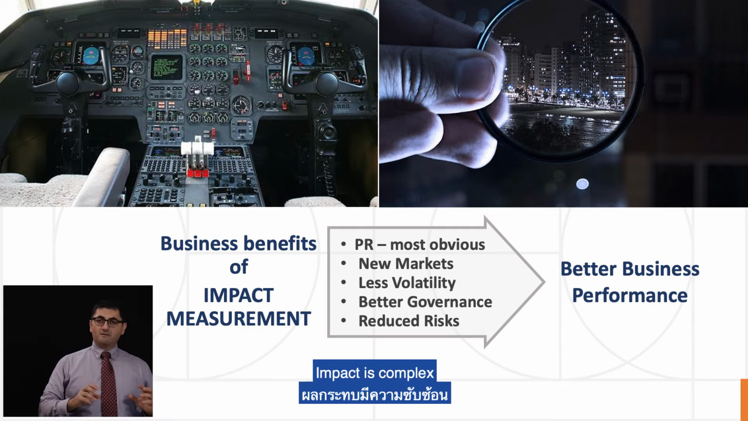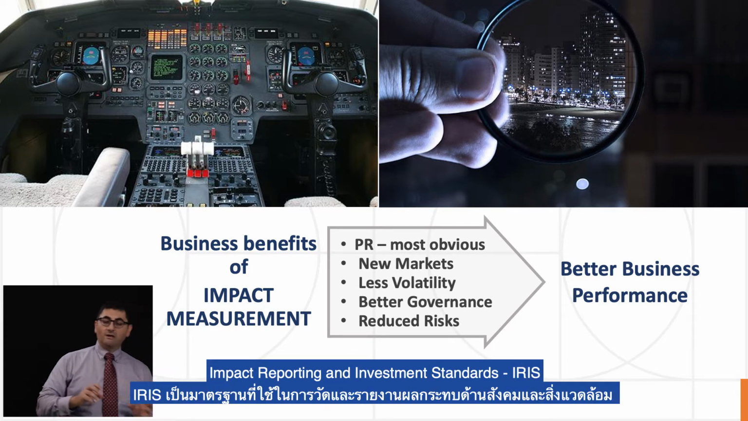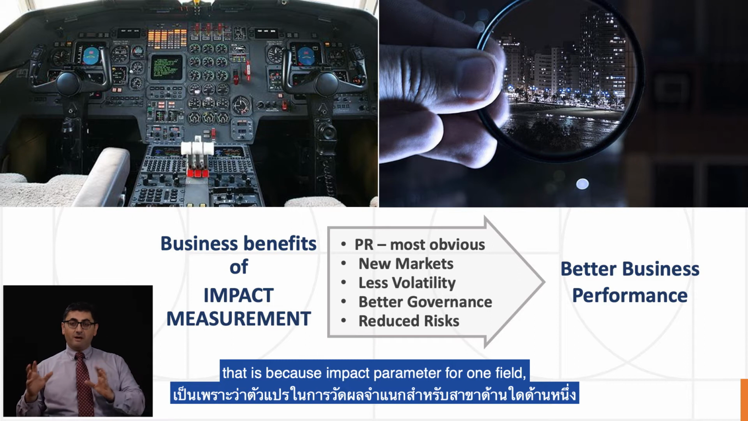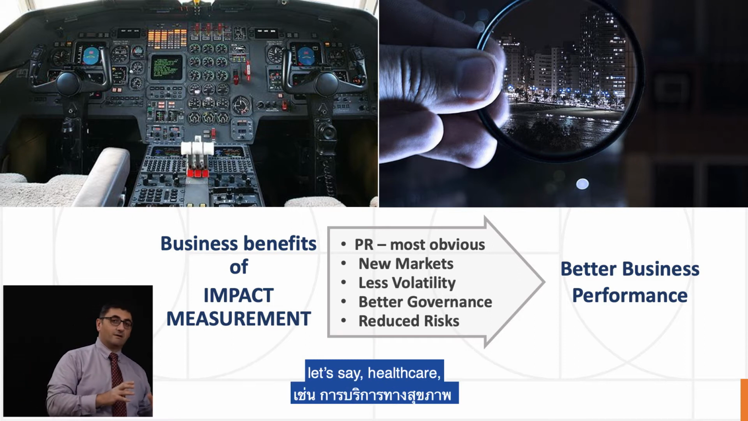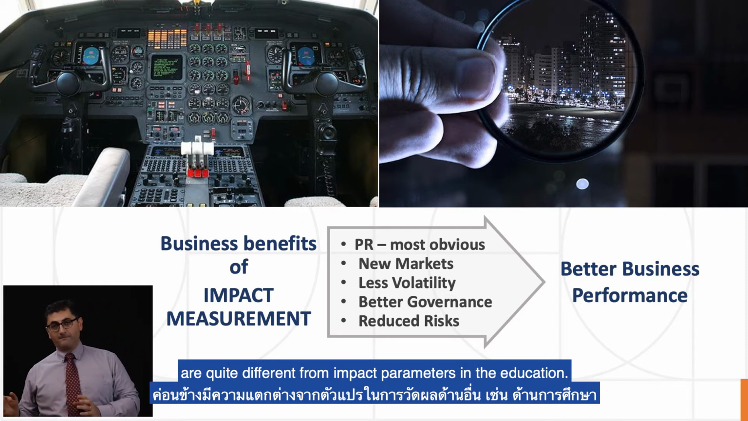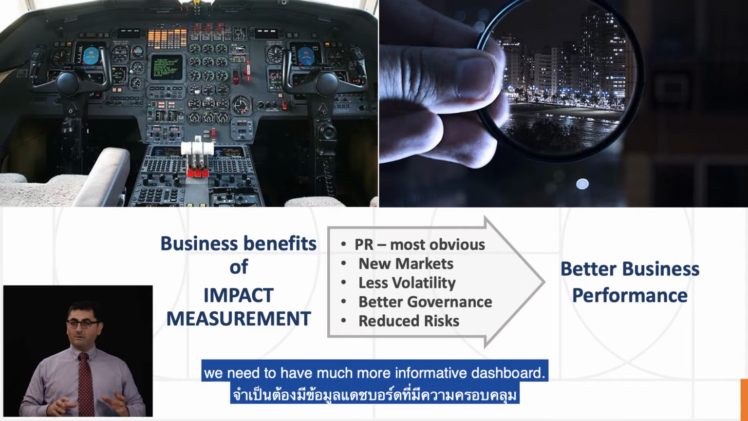Impact is complex and it has many parameters. Impact Reporting and Investment Standards, IRIS, have over 600 different parameters to measure. That is because impact parameters for one field, let's say healthcare, are quite different from impact parameters in education. Hence, to manage the impact, we need to have a much more informative dashboard.